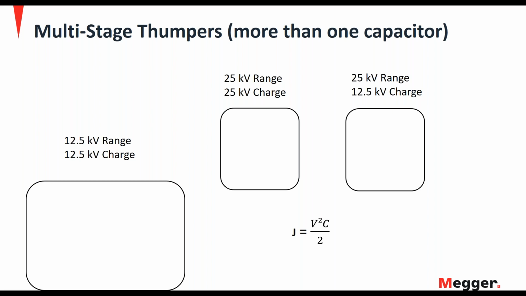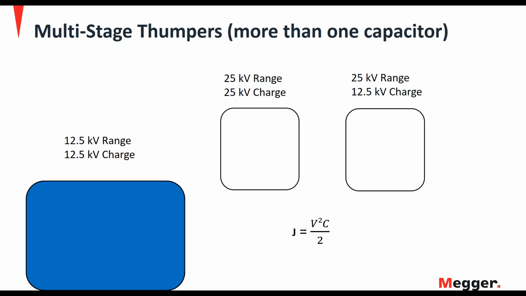Here we have represented the voltage ranges of the Smart Thump 25. If we look on the left side of the screen, we have a 12.5 kV range, and that's associated with a large capacitor. If we charge it up to the maximum of that range, 12.5 kV, it will produce 1600 joules of energy or noise.